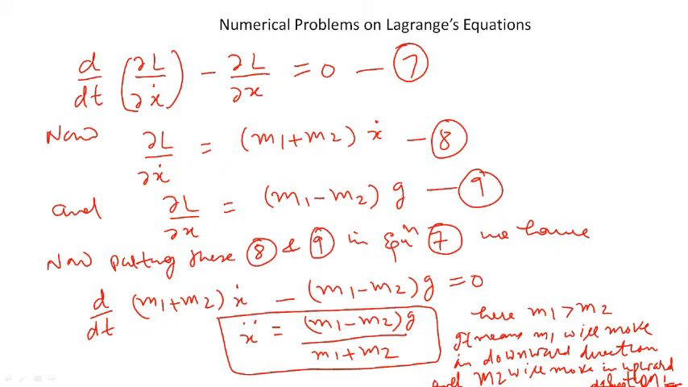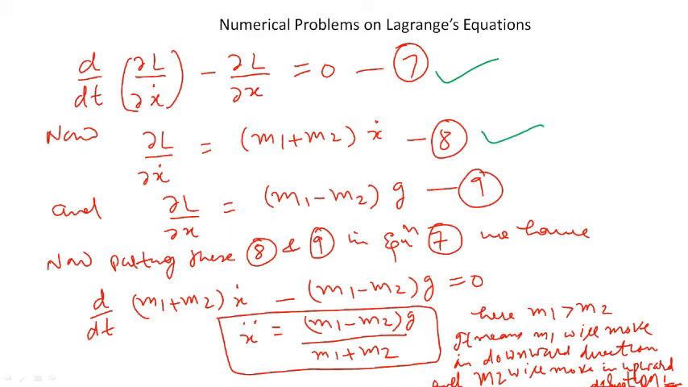As you know, here x is a variable, so it will be considered as a generalized coordinate. So the Lagrangian equation when x is the generalized coordinate can be written as d over dt of del L over del x dot minus del L over del x equal to 0, and let us say it is equation number 7. Now from equation number 6 we will find the value of del L over del x dot, and it is equal to m1 plus m2 x dot. Let us say it is equation number 8.